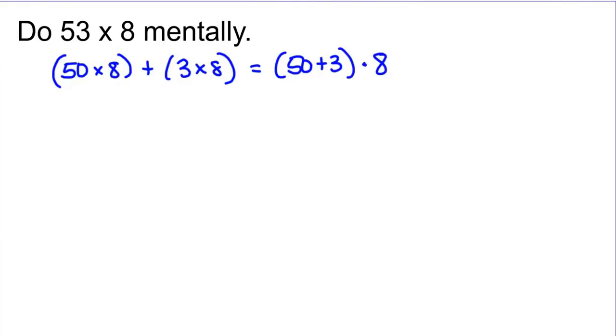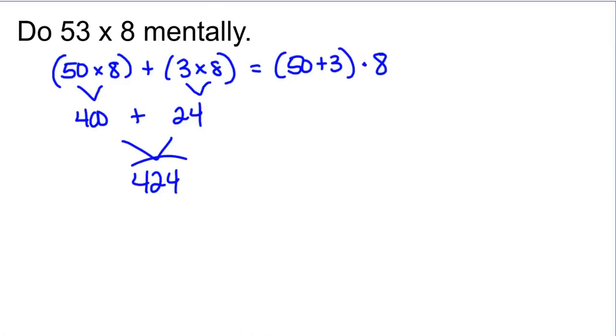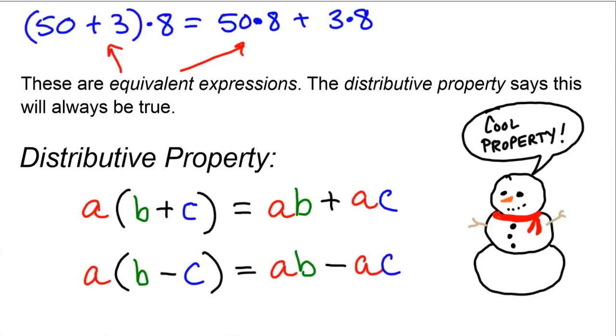So this is equivalent to breaking that 53 into 50 plus 3 and then multiplying by 8. So 50 times 8 plus 3 times 8 is equivalent to 50 plus 3 times 8. This is the distributive property. So we're breaking this product into a sum of products. So then we get 400 plus 24, which is 424. Now that's a much easier way to do mentally because you're breaking it down into products that are much easier to find. So we can see that these were equivalent no matter how you do that.